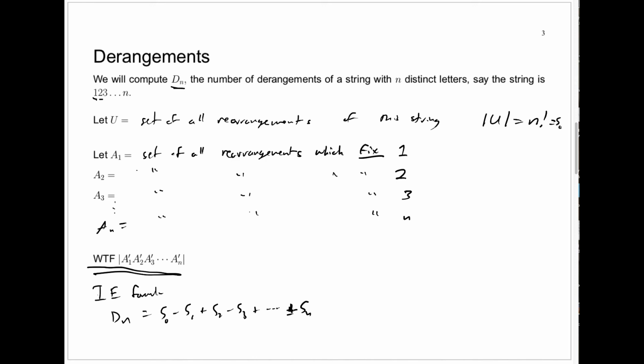This is just S0. Well, what is S1? S1 is the sum of the sizes of all the sets. Well, how big is each set? I claim they're all the same size, because fixing any one element gives you the same number of rearrangements as fixing any other. And how big is that? Well, we have n sets, A1 through An. Each one has size, I claim, n factorial. And not n factorial, that's totally wrong. N minus 1 factorial, which is important, so let me write that properly.